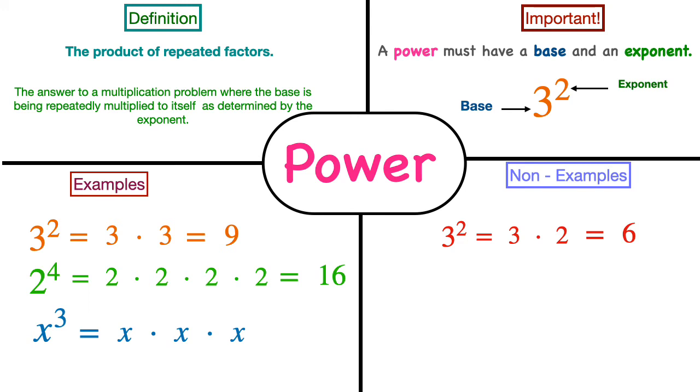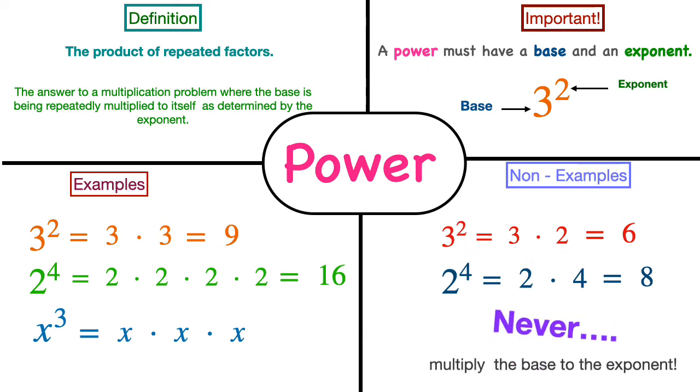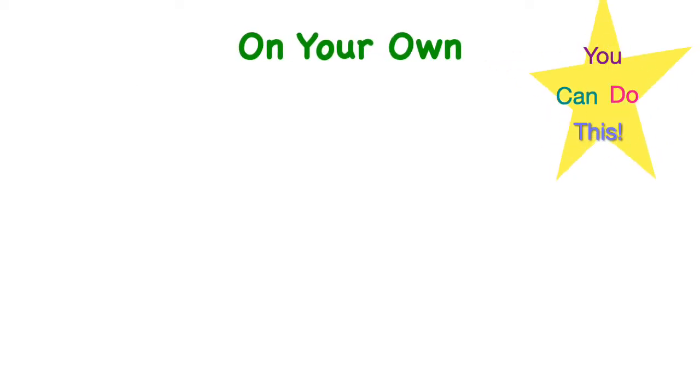They multiply the base to the exponent instead of multiplying the base to itself the number of times that the exponent tells it to. So let's go ahead and look at 2 to the 4th power. And the most common mistake again is people multiply the base to the exponent. So that's 2 times 4, and we know that that's 8, but we know from looking at the examples that 2 to the 4th power doesn't equal 8. It's really supposed to equal 16. So again, the biggest thing that I want you to take away from this is to never multiply the base to the exponent.